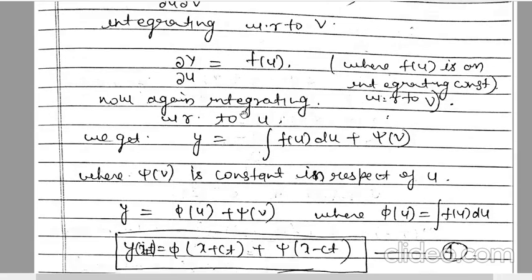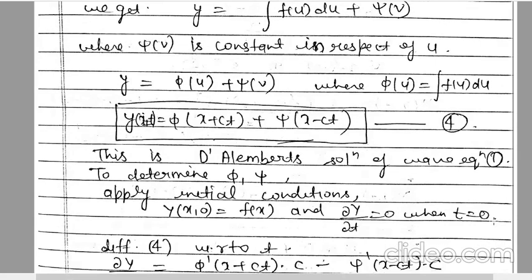Now again integrating with respect to u, so y is equal to integration f(u) du plus ψ(v). That means integration is going with respect to u, so our integrating constant will be ψ(v) here with respect to v, right? ψ(v) is a constant in respect of u, right? So we have y is equal to ∫f(u) du plus ψ(v). So you can write ∫f(u) du as φ(u) plus ψ(v), where φ(u) is equal to integration f(u) du. These are the constants, so we can replace by other constant, right? Now y(x,t) is equal to φ(u) plus ψ(v).